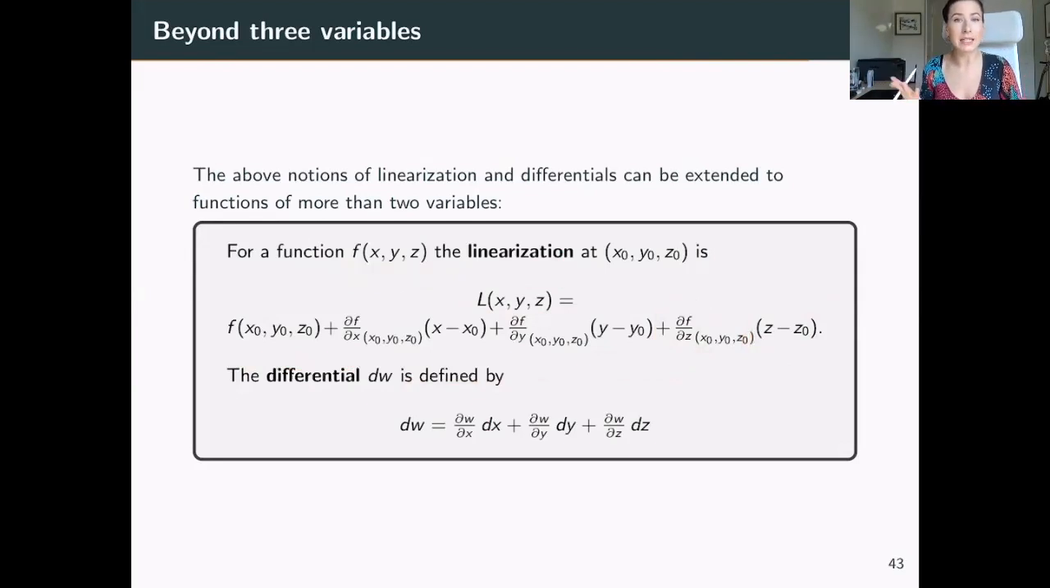The differential dw, because I essentially have that my function here is equal to w, is defined in the same way. We have the partials of our function with respect to the independent variables times our individual differentials dx, dy, and dz, where my dw is approximately going to be equal to delta w. The change in the surface is approximately the change in the tangent.